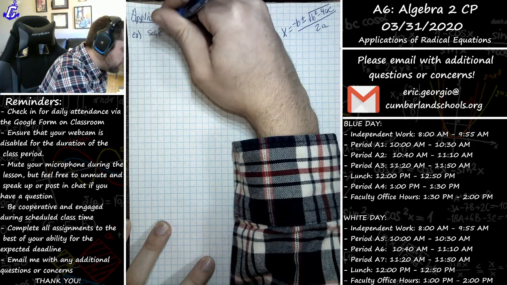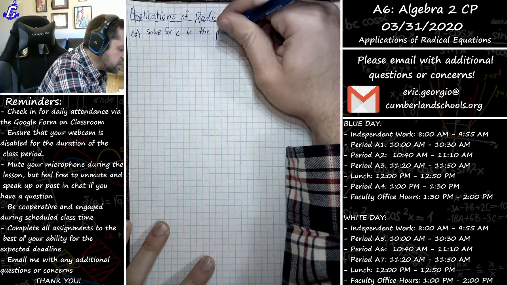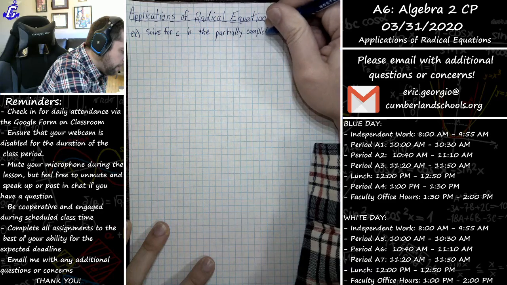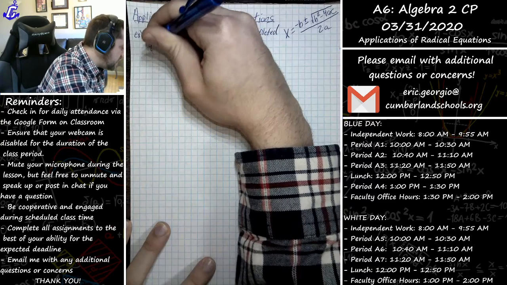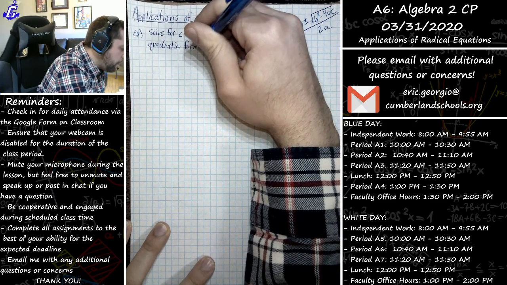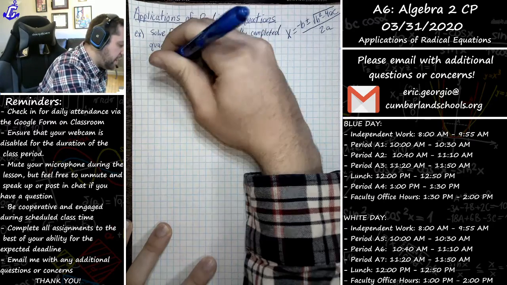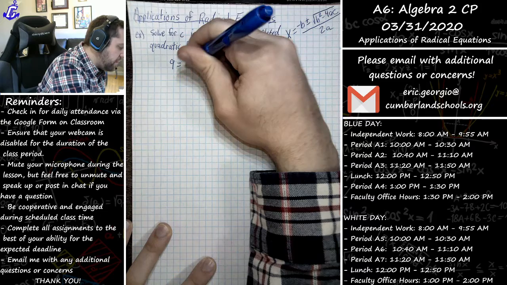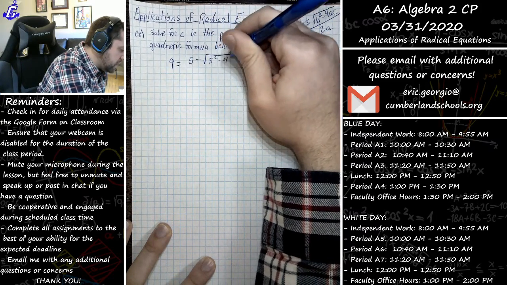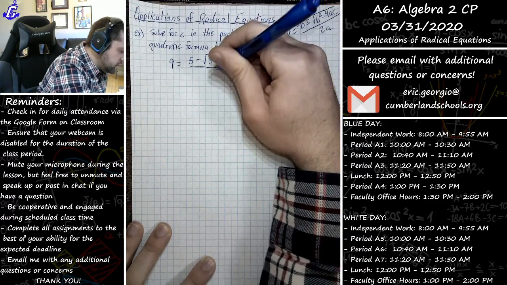solve for c in the partially completed quadratic formula below. Okay, I'm going to give you that 9 is equal to 5 minus the square root of 5 squared minus 4 times 1 times c all over 2 times 1.